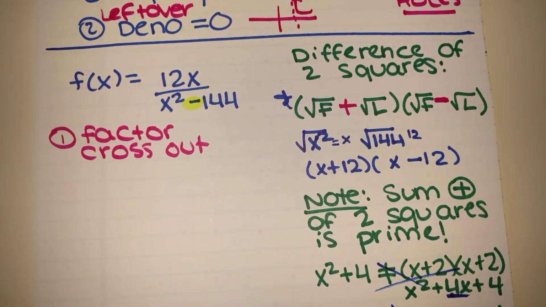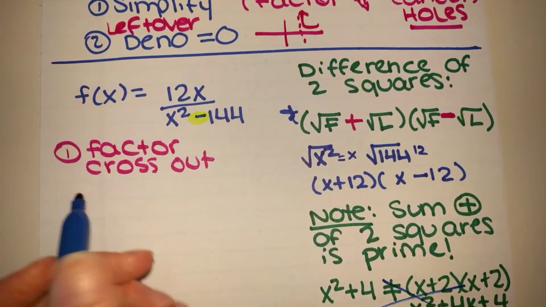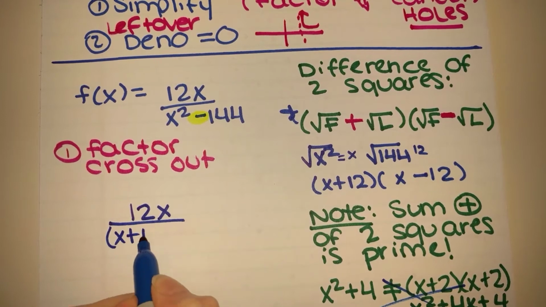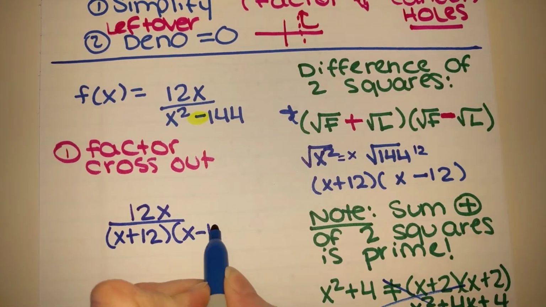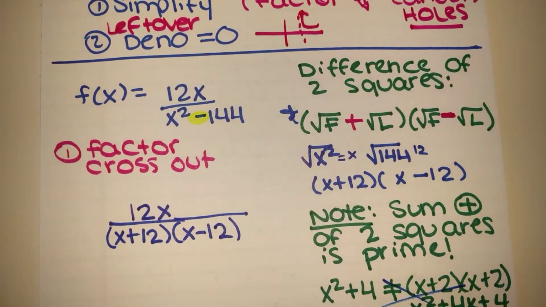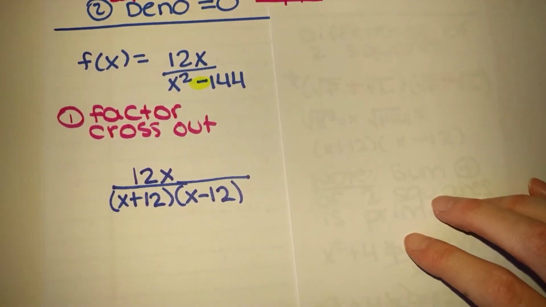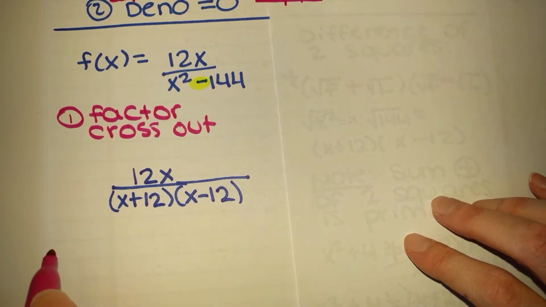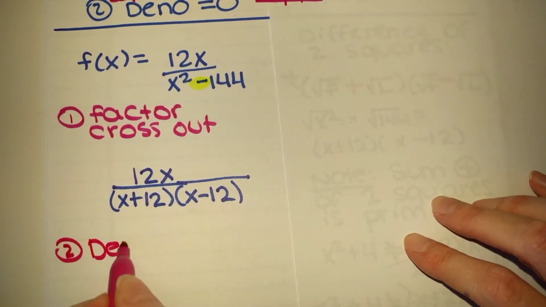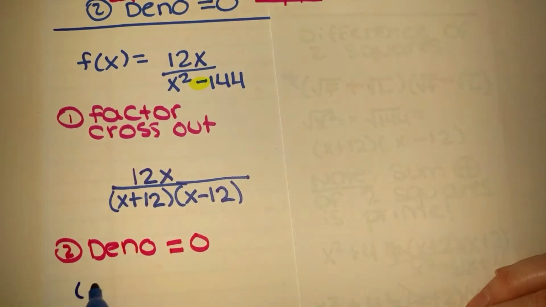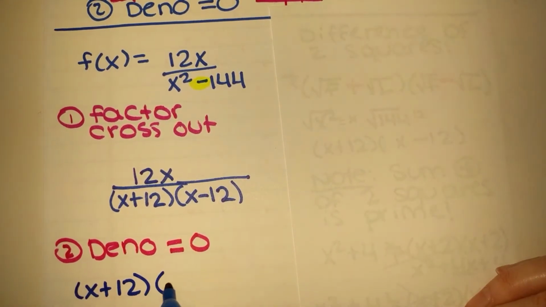So in this instance, what I would do is I would say, okay, I can factor this as 12x over x plus 12, x minus 12. And at this point, we see that nothing cancels out. And so because nothing cancels, I would have to then go to my step 2, which is where I set my denominator equal to 0. So here I have x plus 12 and x minus 12 as our denominator.